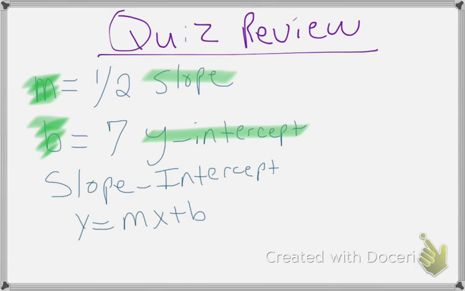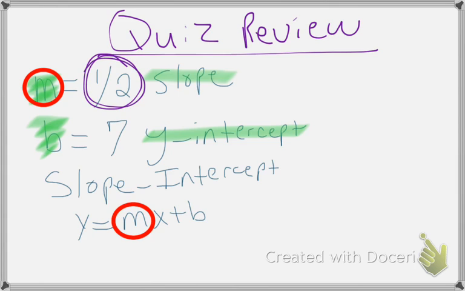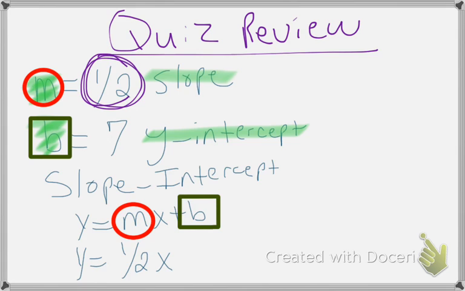Now you figure it out. Do you know what m is? Yes, it's right here. M is 1/2. So we put y equals 1/2 x. And we look, do you know what b is? Yes, b is right here. How much is b? It's 7. So right here you put, what type of 7? Positive 7. That's the answer. Y equals 1/2 x plus 7.